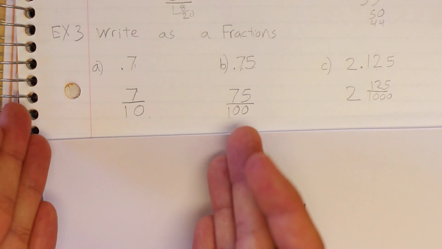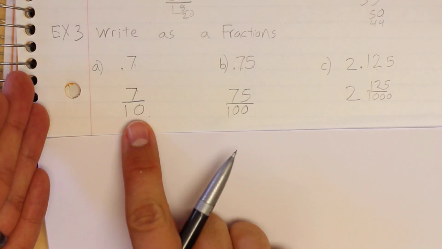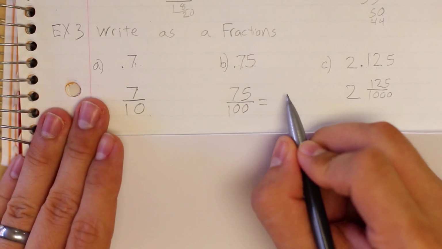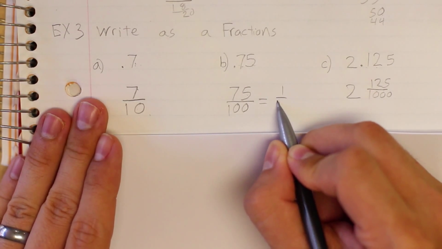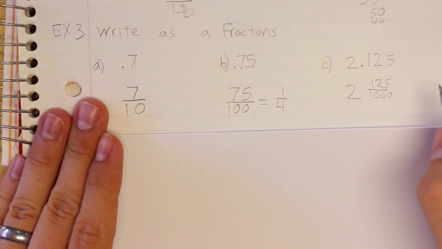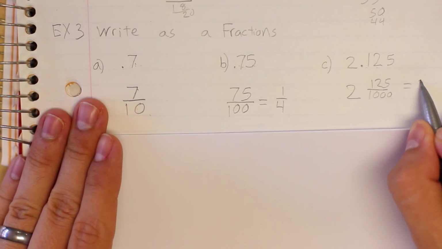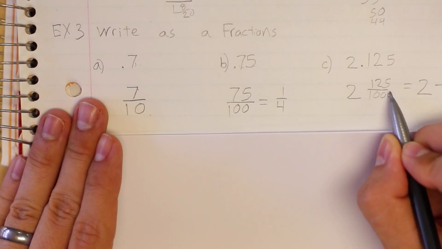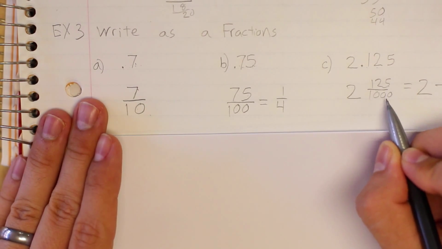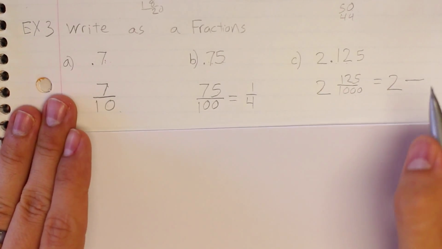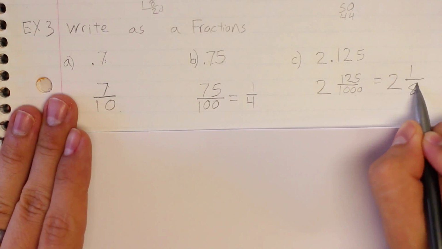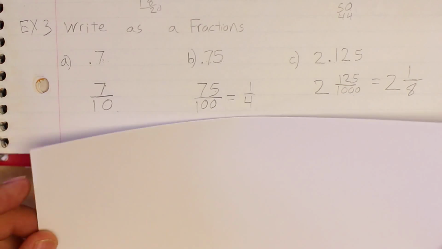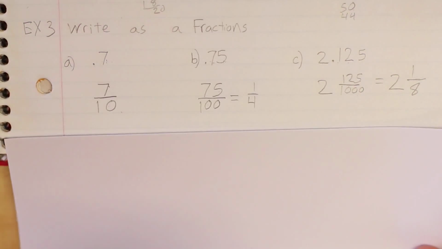So let's go back and look if they're in simplest form. This one is in simplest form. This one can be reduced by 25 to get 1/4. This one over here would reduce to 2, and you would end up with, because it can reduce by 125 on the top and 125 on the bottom, you could reduce this down to 1/8. Okay? I hope that makes sense. Remember, if you have any questions, ask.